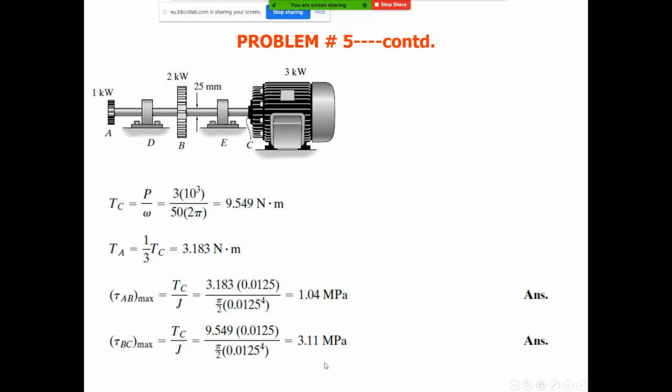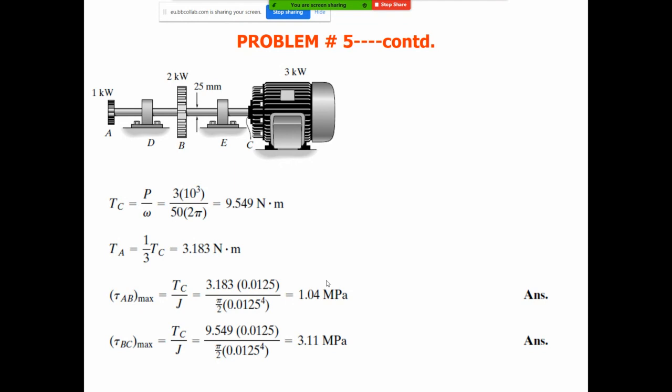Now, which one is the maximum? Is it clear that the maximum shear stresses will happen between the shaft B and C? Is there any question, ya shabab, about the problem related to power transmission, the problem related to calculating the shear stresses, how to calculate the diameter based on the allowable? Is it clear? Is it clear, ya shabab? Yes, please.